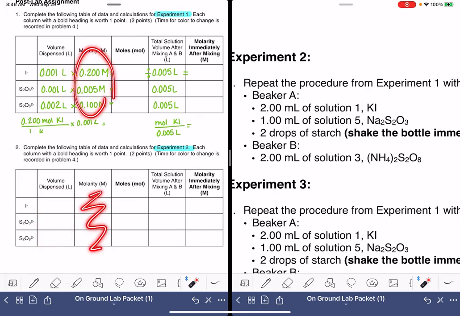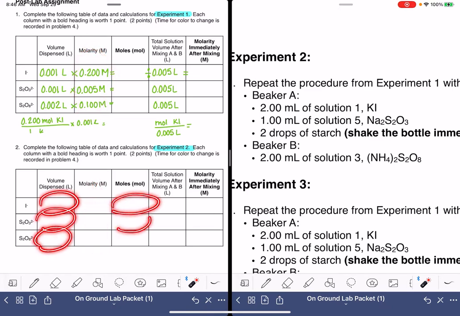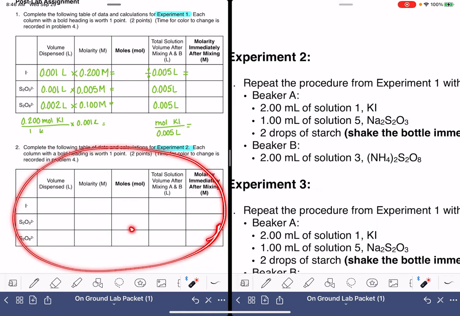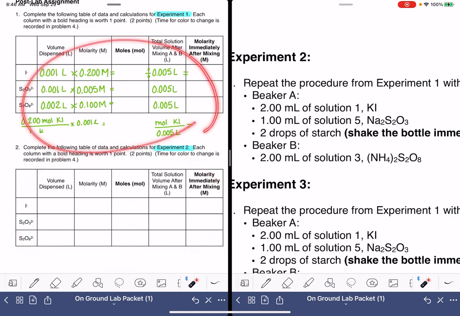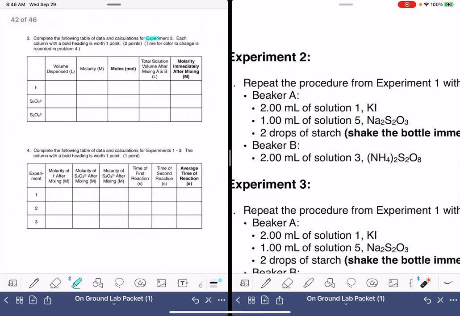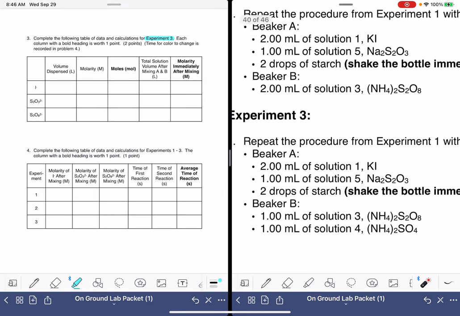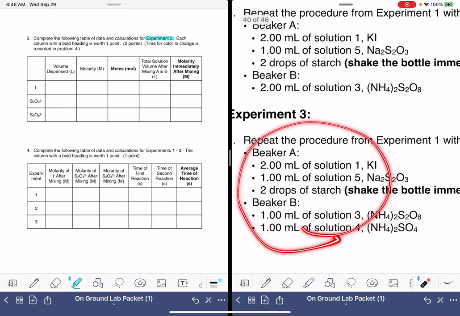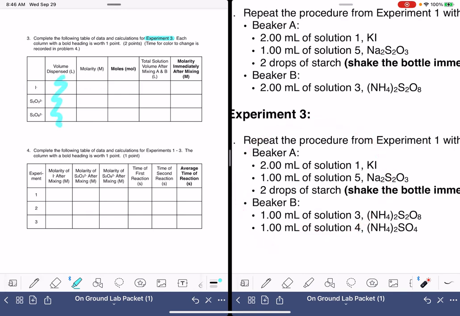The initial molarities haven't changed. This should be the same, but you'll have different volumes, which means you'll have different numbers of moles and different molarities over here on the end. But the procedure, the steps that you take for completing this data table, is exactly the same as the steps you take up here. And then you'll do it one more time for experiment number 3, using the data for experiment number 3. So you've got new volumes that you're going to use, which means you'll have new moles and new molarities.